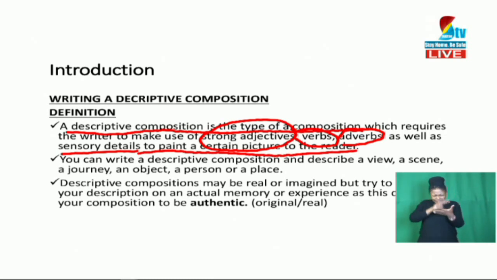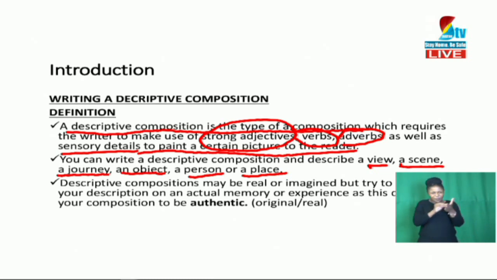You can write a descriptive composition and describe a view. You can describe a scene. You can describe a journey. You can describe an object, a person, or a place. In an exam situation or in a classroom situation, you may be required to write on either of these things. So it is very important to know how to describe each of these things.